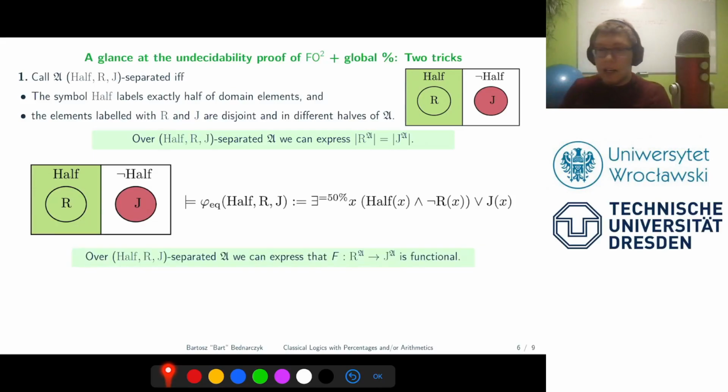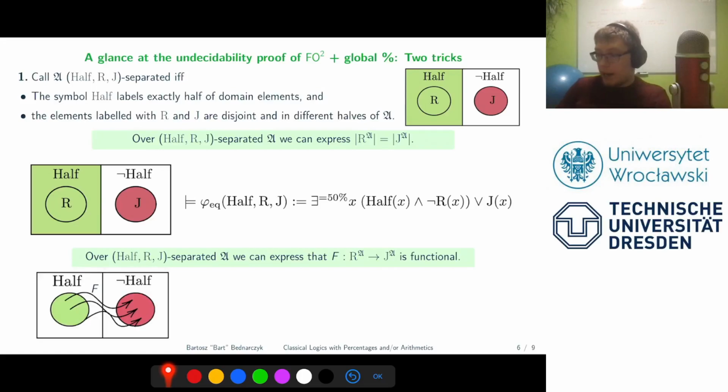Similarly, we can express functionality, so that a given relation f from R to J is functional. This is depicted as follows, and we can do that like this.